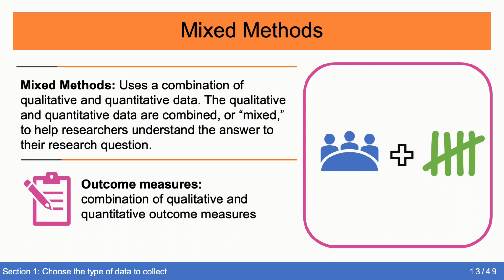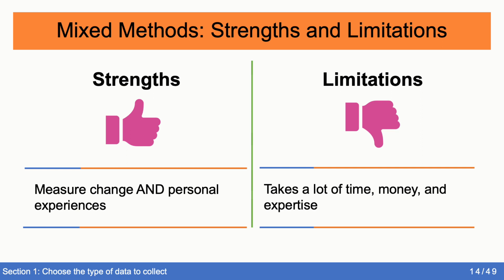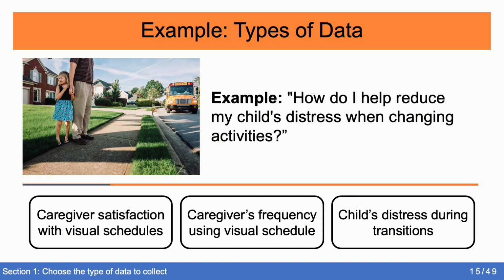Researchers collect mixed methods data using a combination of qualitative and quantitative data, like using a behavioral observation to objectively count a child's skills after therapy, and then asking caregivers questions in an interview. A strength of mixed methods is that it allows researchers to look at measurable change while also understanding personal experiences. You get the benefits of both quantitative and qualitative methods. The biggest limitation is that it takes a ton of time, money, resources, and expertise to do this type of research.